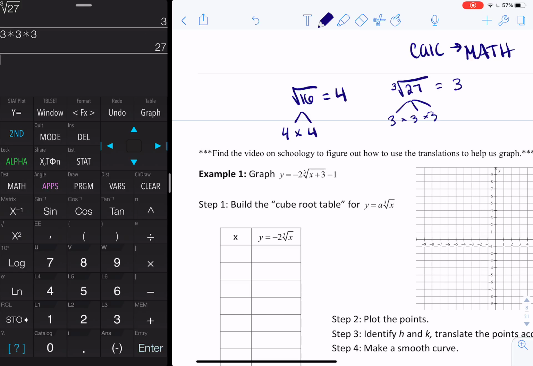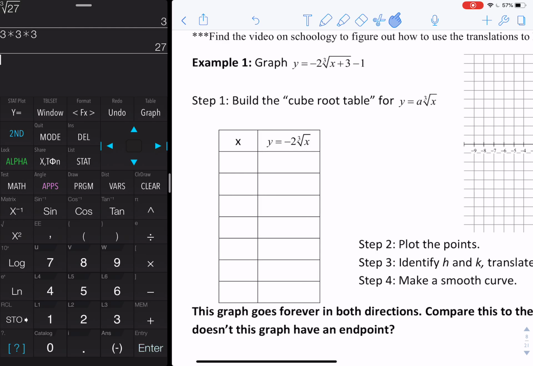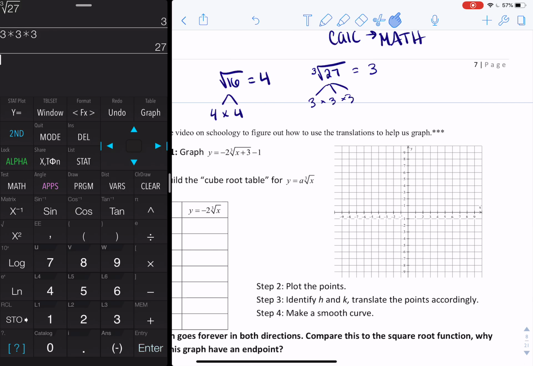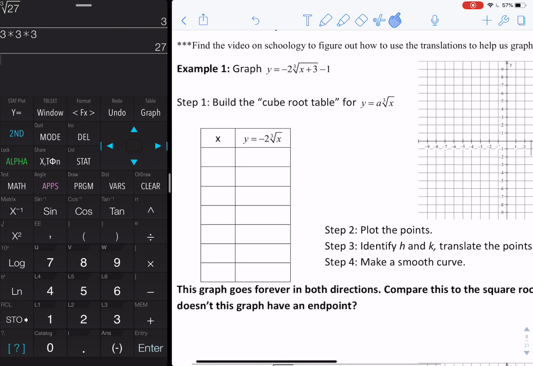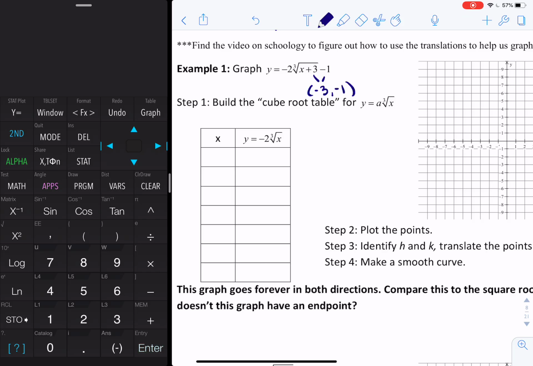All right. So because it's a cube root, we can take the cube root of a negative number. Think about the cube root of negative 27. Well, negative 3 times negative 3 times negative 3 is negative 27. So you can take the cube root of a negative number. So from looking here, I know that I'm going to have a point, negative 3, negative 1, but that doesn't necessarily mean it's the end point. So let's go ahead and type this into our table.